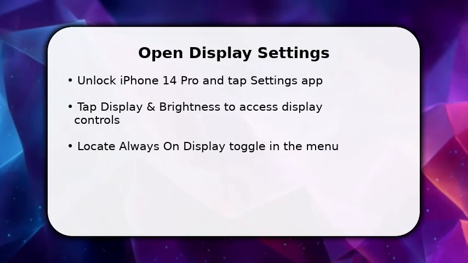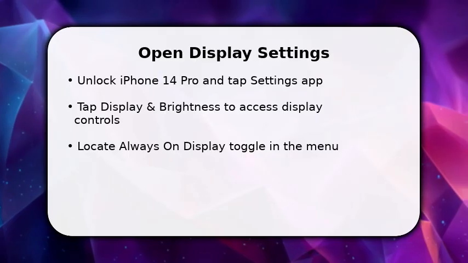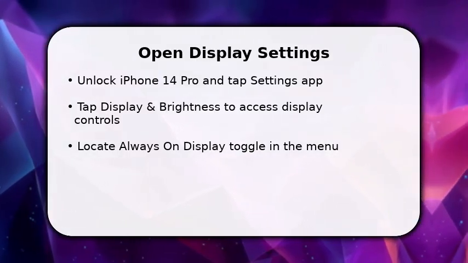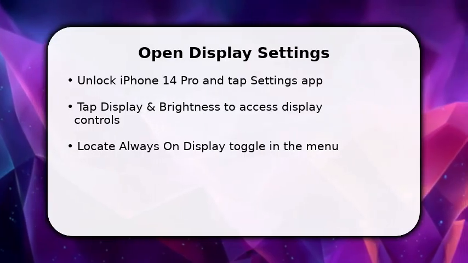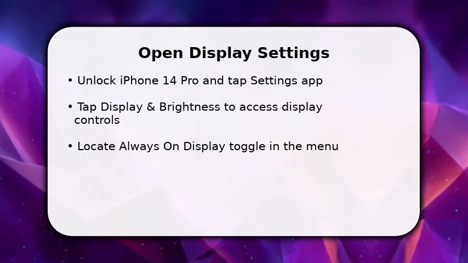Enjoy the video. You'll start in Settings so you can change the display behavior immediately. First, unlock your iPhone 14 Pro and open Settings, then tap Display and Brightness to reach Display Controls. Once there, look for Always on Display. It appears under the Brightness and True Tone options.